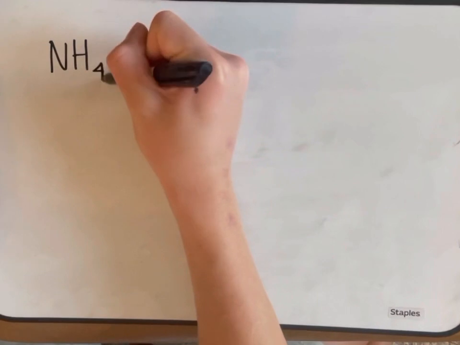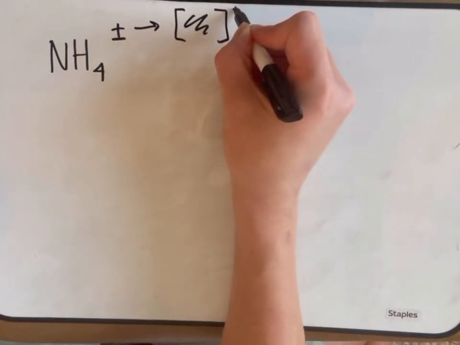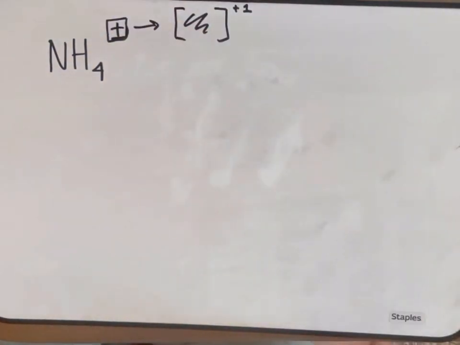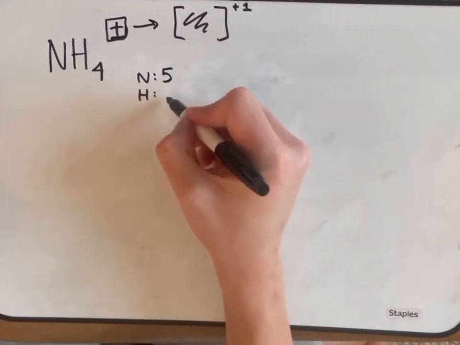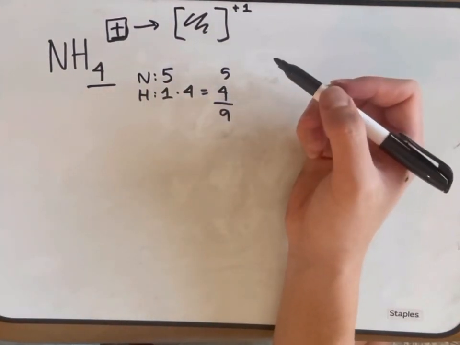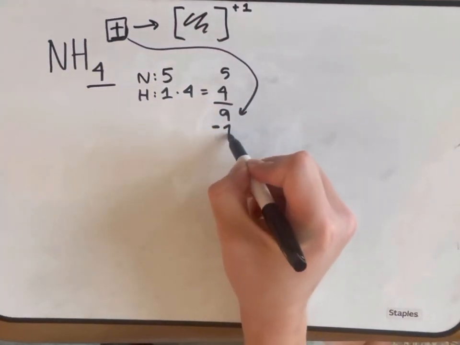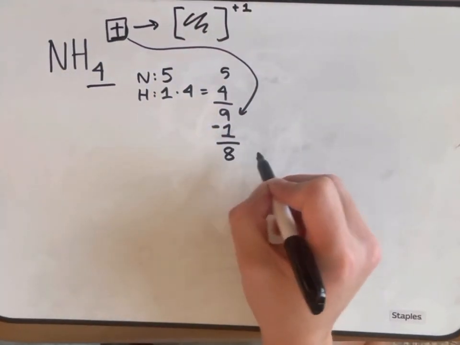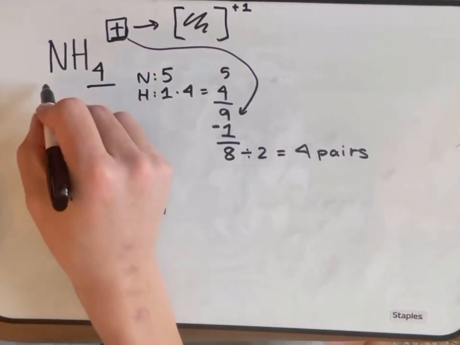So let's do NH4 positive. So when it's a positive, that means we're going to have to put them in brackets and then put the charge in the top right corner. So we know N has 5 electrons and H has 1, but since there's 4, we have to add them. So that's 9. But because there's a positive, we have to subtract 1 electron, giving us 8 electrons. So 8 divided by 2 is 4, so we have 4 pairs to work with.